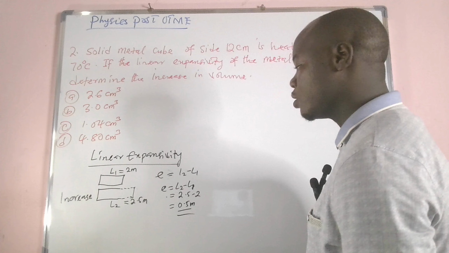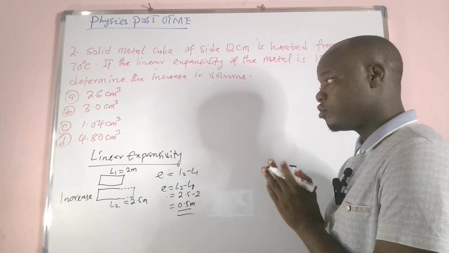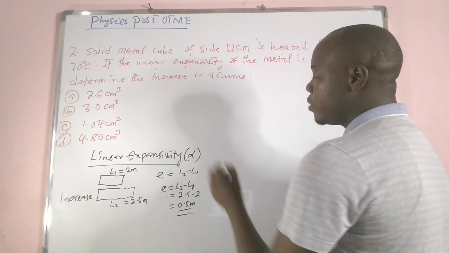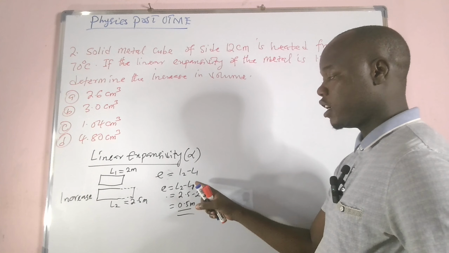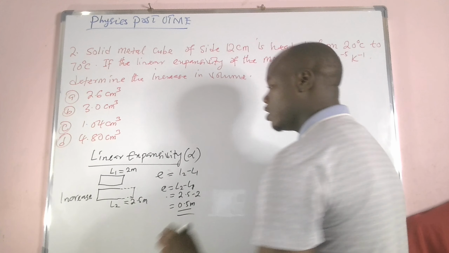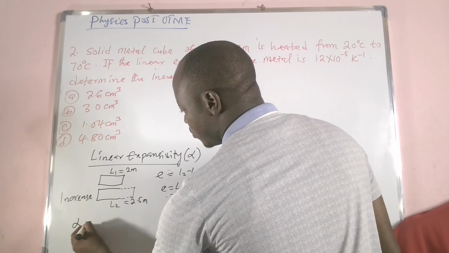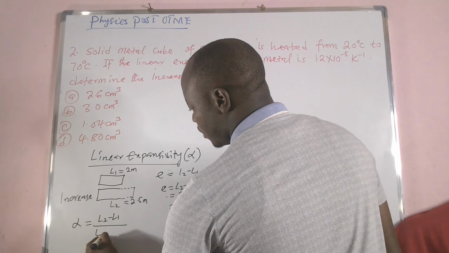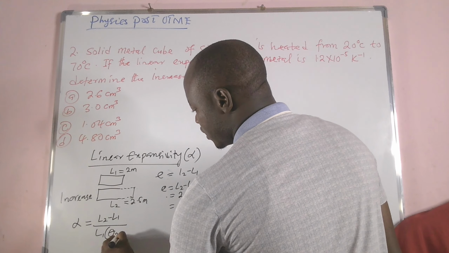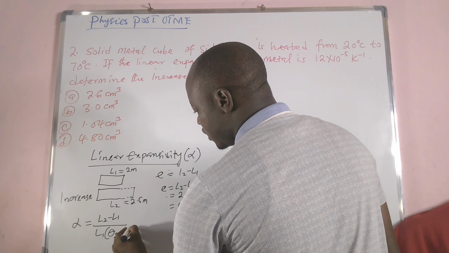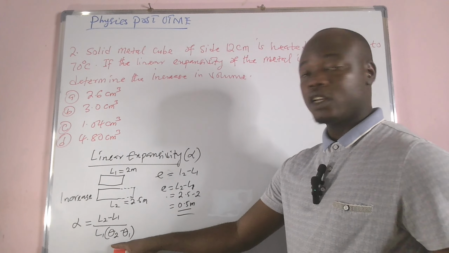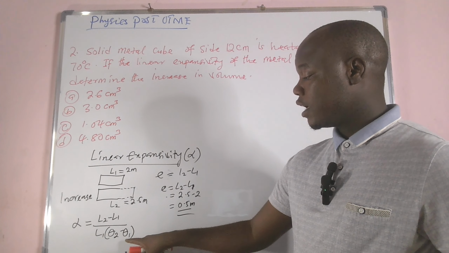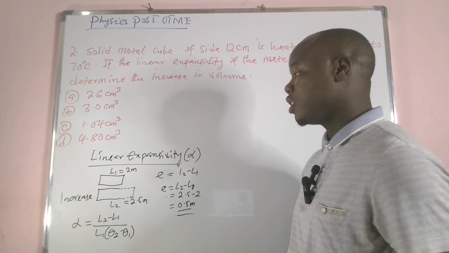So apart from that, we have the general formula for linear expansivity, which is represented with alpha. So alpha represents linear expansivity. The formula for calculating linear expansivity, alpha, is equal to L2 minus L1 all over L1, times the increase in temperature, that is theta 2 minus theta 1. So theta 2 is the final temperature and theta 1 is the initial temperature.